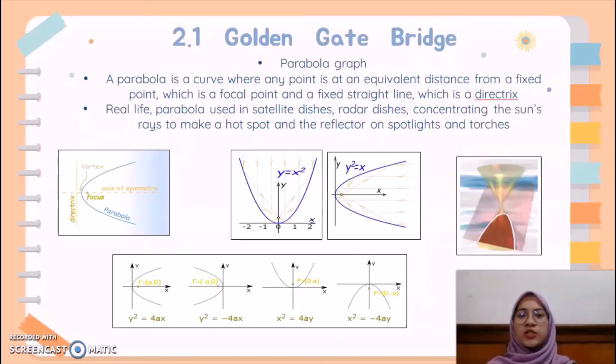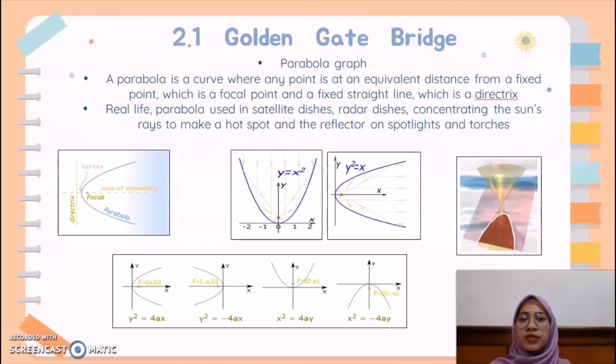The first question is Golden Gate Bridge. This question shows a parabola graph. A parabola is a curve where any point is at an equal distance from a focal point and the directrix. In real life, parabolas are used in satellite dishes, radar dishes, concentrating the sun's rays to make a hotspot, and reflectors in spotlights and torches.